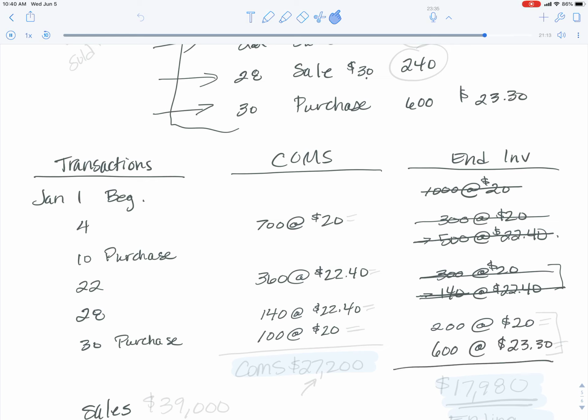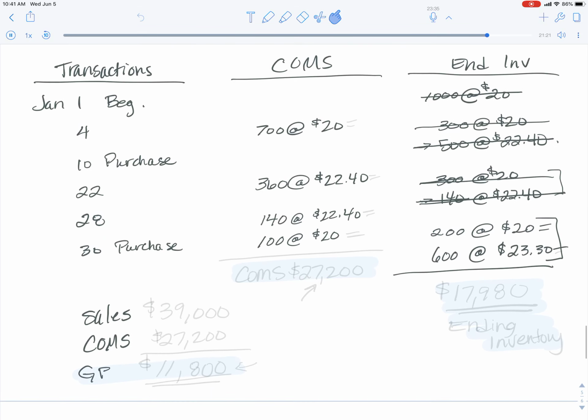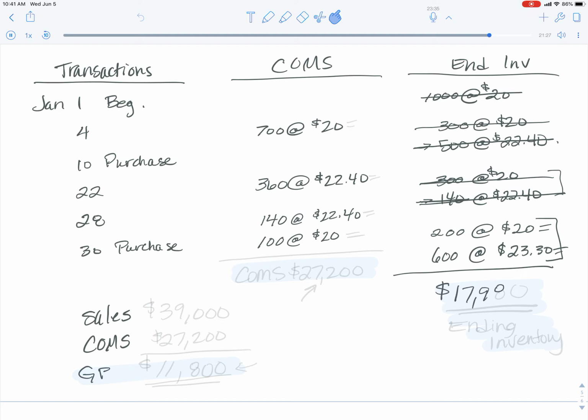So we can start with ending inventory again. All right, we're going to multiply out 200 times 20, 600 times $23.30, and that works out to be, when you add them together, $17,980. That's our ending inventory.